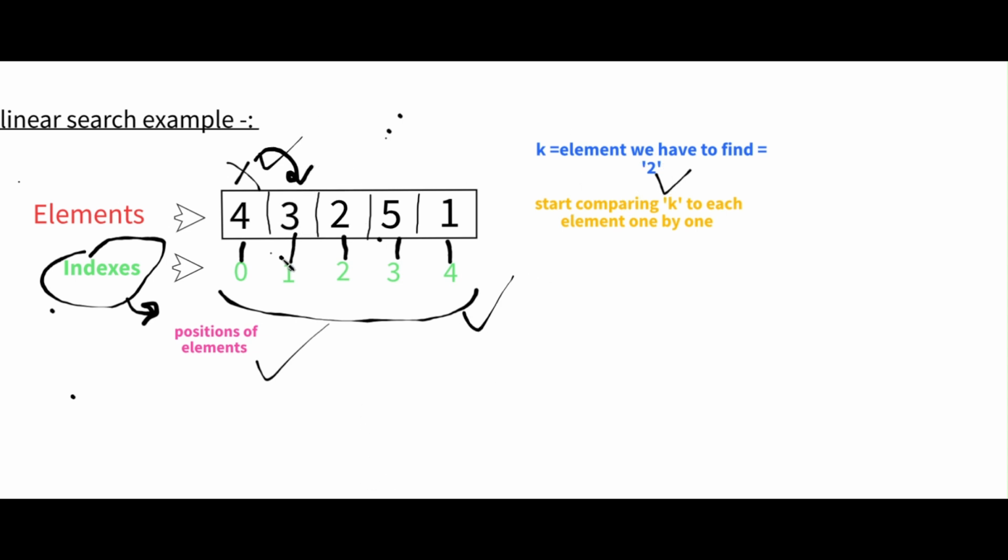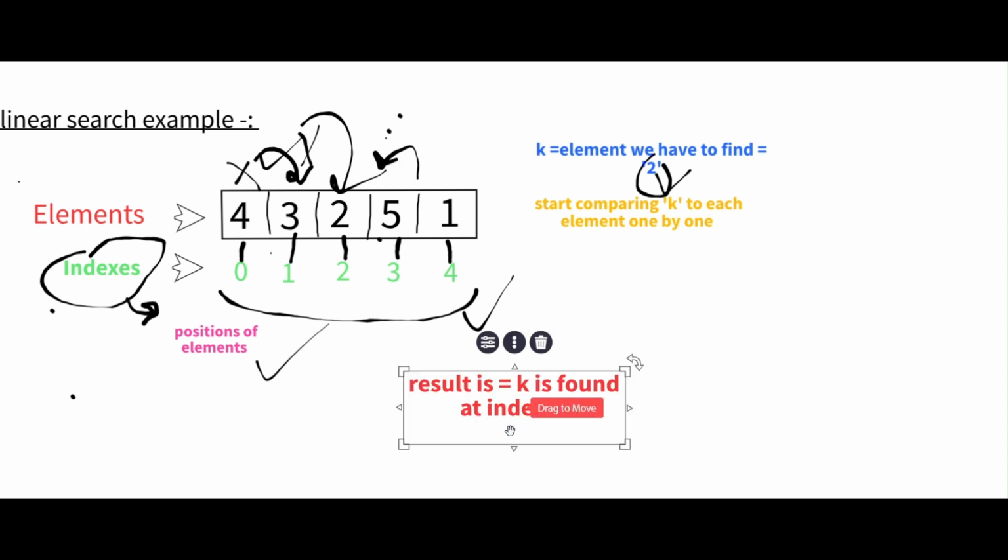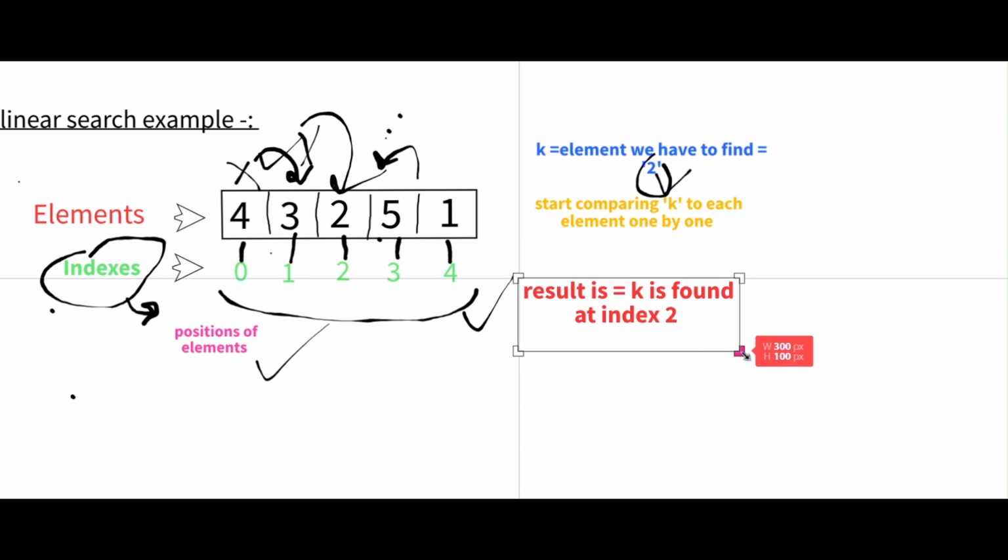And we do not have to work upon the other positions when it is already found at the second index. So we do not have to take a look at the third and fourth index. We will simply print the result that k is found at index 2.